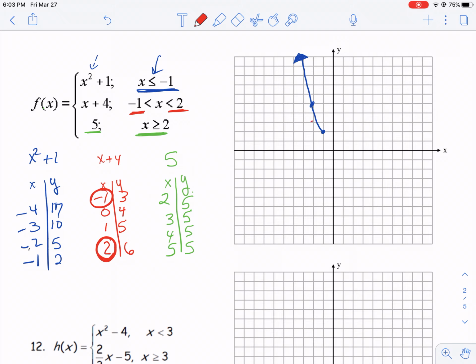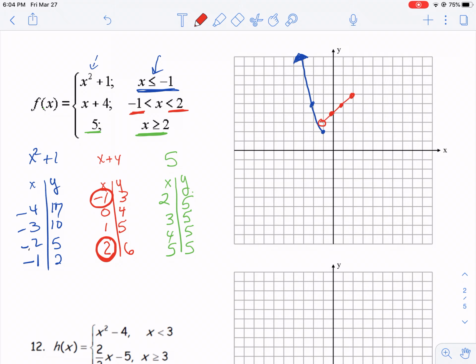Now we're going to graph the red points. Negative 1, 3 gets an open circle. 0, 4. Whoops. Hang on a sec. I went over too far. Negative 1, 3 is right here. 0, 4. 1, 5. 2, 6, and I connect the dots.